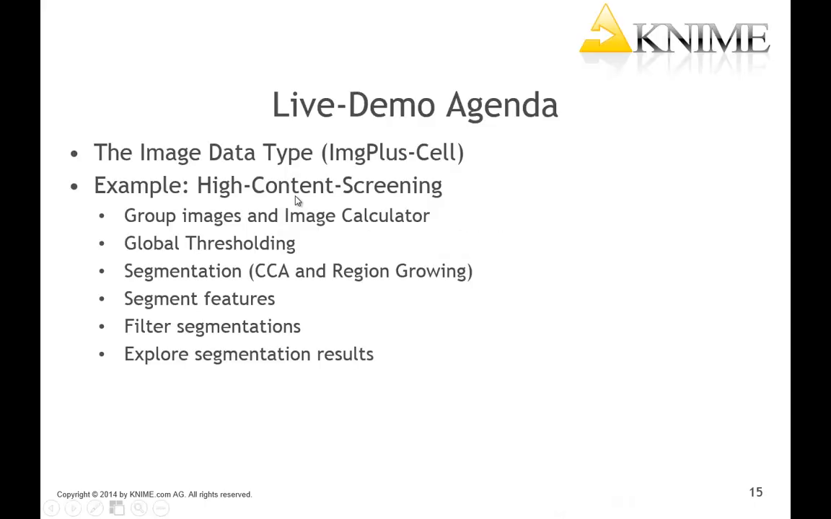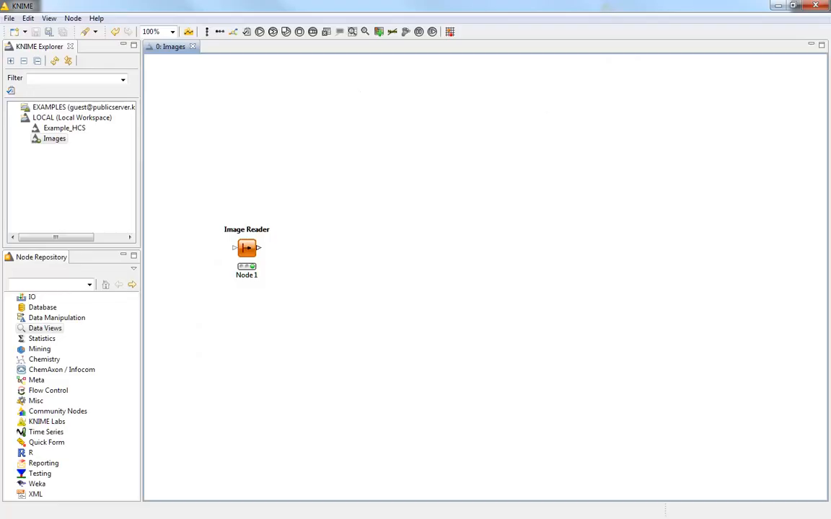In the live demo, first of all I want to introduce the image data type, which comes with the KNIME Image Processing extension. We call it IMG plus cell. And then I want to demonstrate important image processing and image analysis tasks by means of a high content screening example. So let's switch to KNIME.